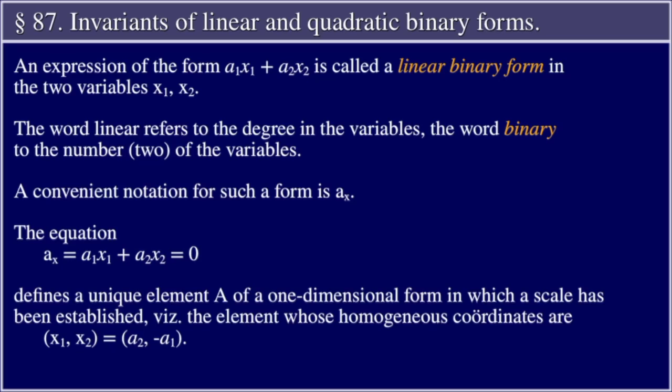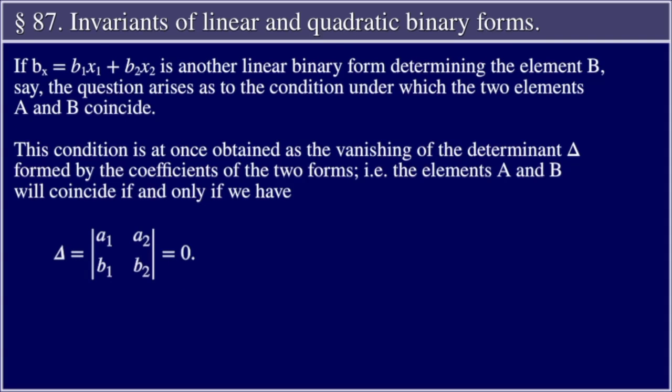The equation a sub x equals a1x1 plus a2x2 equals 0 defines a unique element a of a one-dimensional form in which a scale has been established, namely the element whose homogeneous coordinates are x sub 1, x sub 2 equals a sub 2, negative a sub 1. If b sub x equals b1x1 plus b2x2 is another linear binary form determining the element b, say, the question arises as to the condition under which the two elements, a and b, coincide.